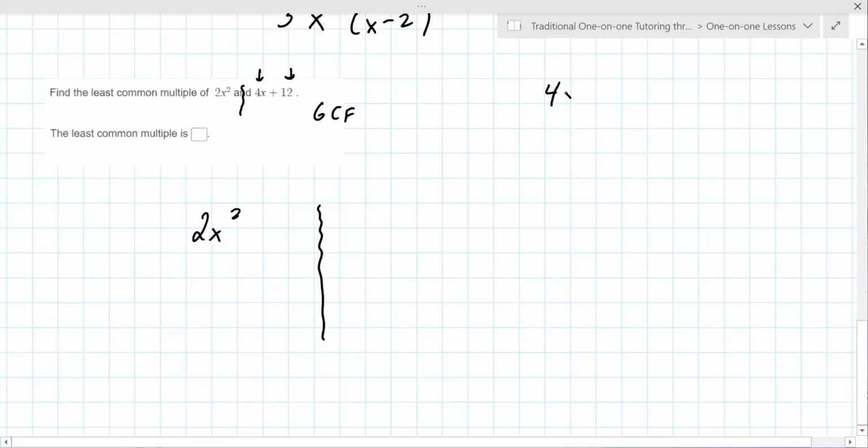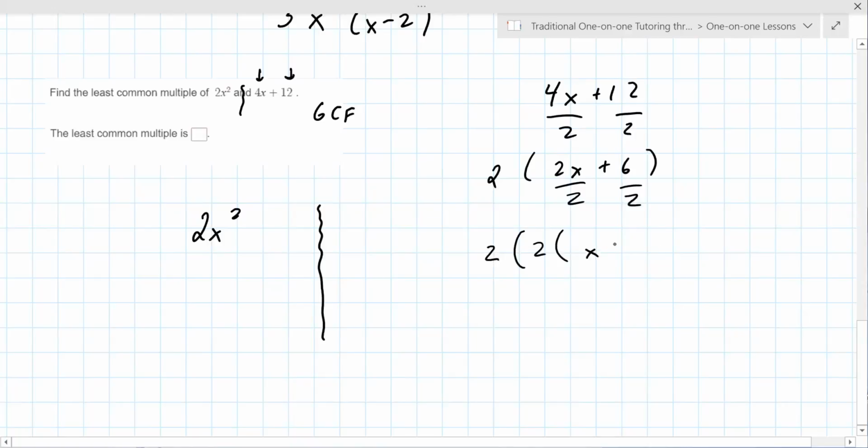So let me try and show you here. Let's just say you thought it was 2. If you divide both of these by 2, you get 2x plus 6. Then I can ask you the same thing. Is there a number that goes into both? You would say 2 again. 2 goes in both. So if you divide by 2, that's x plus 3. 2 times 2 is 4, and that's what I was trying to get you to say. I was trying to get you to say 4 goes into both.